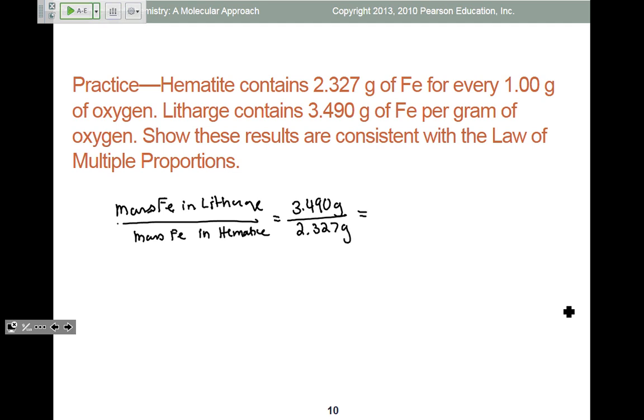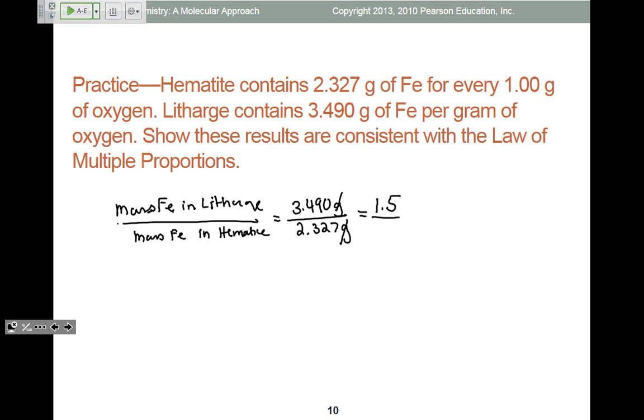So this is a ratio. We are going to cancel out our units. Of course, these will have to be in the same units for us to be able to do this calculation. So actually, when we do this, if you put it in your calculator, you'll see that you'll get 1.5. So you might say, okay, this isn't consistent. 1.5 is not a small whole number ratio. But remember, 1.5 is just this divided by this, which means for every one of these, we have 1.5 iron elements. Well, we can't have 1.5 iron elements.